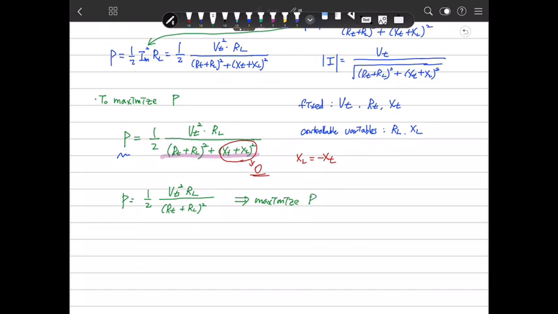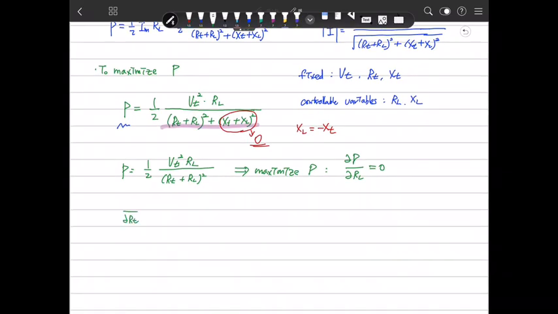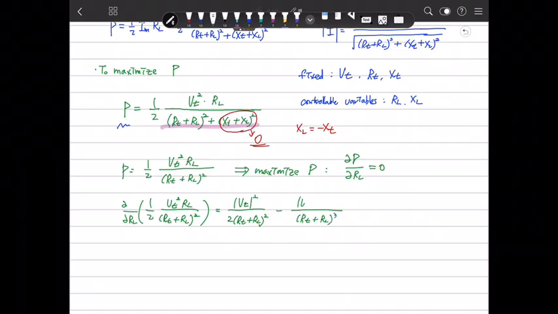what should we do? Then it will be 0. And the result is the derivative with respect to RL. The partial derivative of P is half Vt square times [(RT plus RL) square minus 2 RL (RT plus RL)] over (RT plus RL) to the fourth, which should be 0.